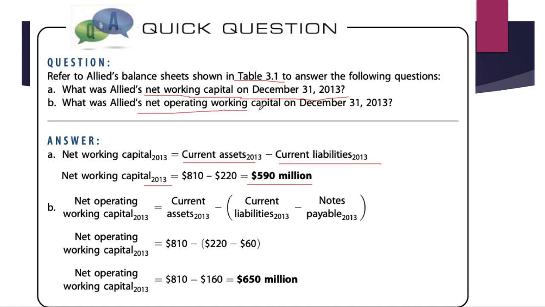So what about net operating working capital? Then the only difference will be that after calculating the net working capital, we are going to add this item. This is a minus-plus sign. So effectively we are going to add this 60 million on top of this number here, and that gives us $650 million as the net operating working capital.